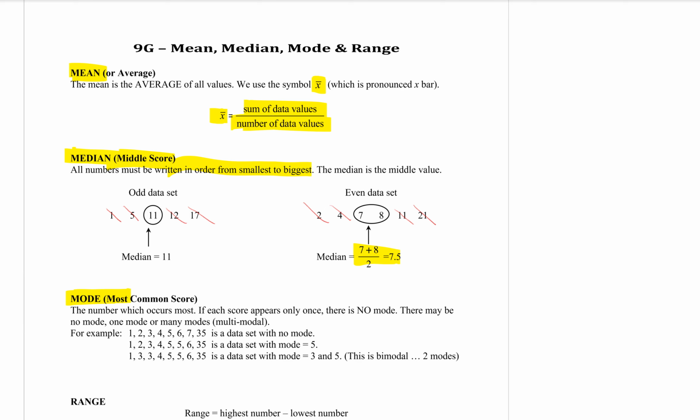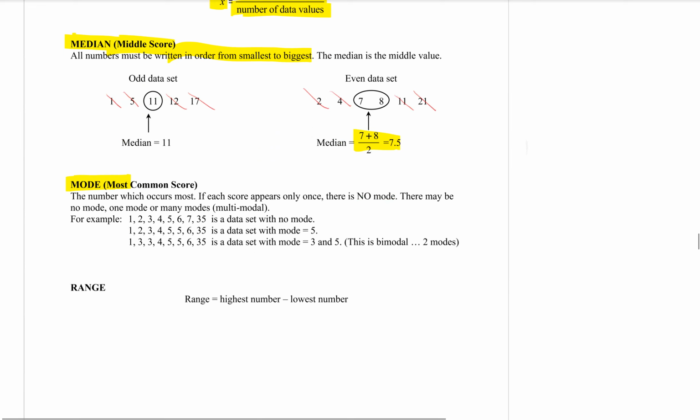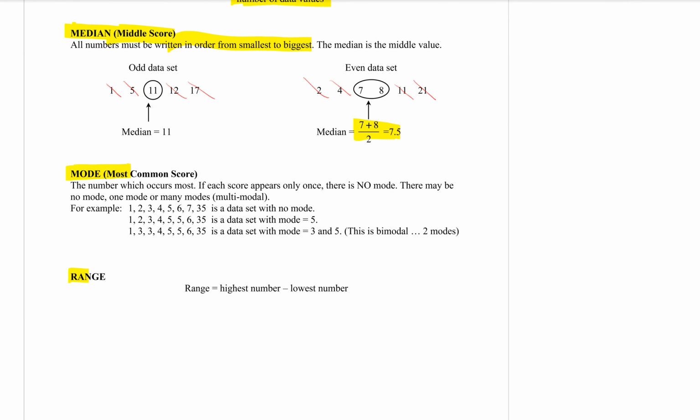We have 2 3s and 2 5s. What happens if I had 2 3s and 3 5s? Then only the 5 is the mode. It's the one that has the most. It's only if they equally have the same amount that it's 2 modes. Okay? All right, the next one is the range.